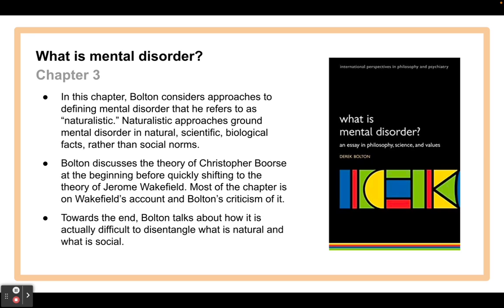Towards the end, Bolton ends up talking about how he actually thinks it's difficult to disentangle the natural and the social. He thinks that biological and social norms are sort of all tied up together. And this is kind of a major theme of his book. He's not sure if we can really make this distinction between what's medical, natural, biological on one hand, and social on the other hand.